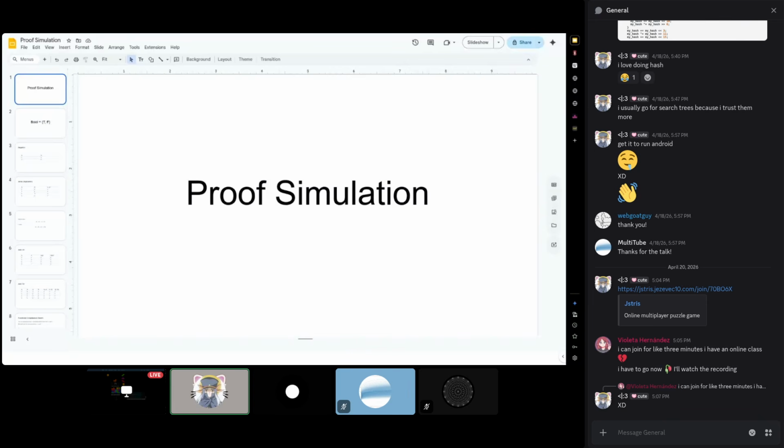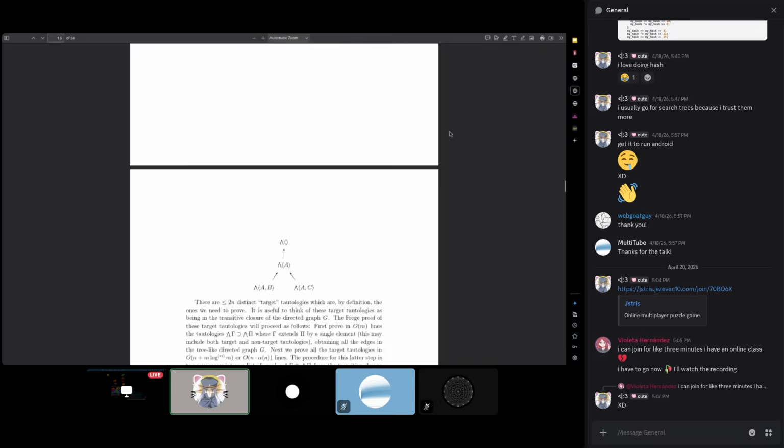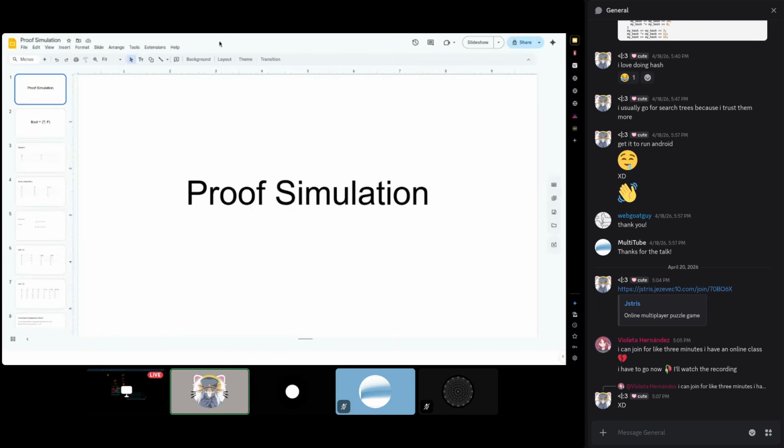My presentation is I want to talk about this paper here. It's the deduction rule in linear and near-linear proof simulations. The background information needed to understand this paper isn't all that complicated, so I figured I would introduce the parts that are needed. So that's what this slide is for.